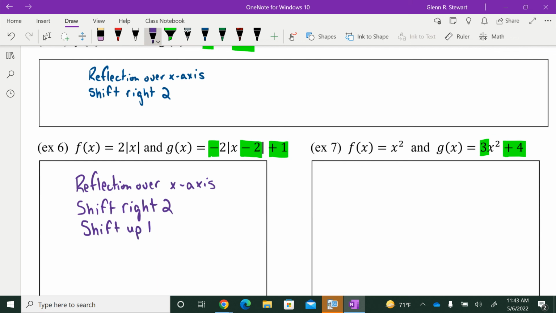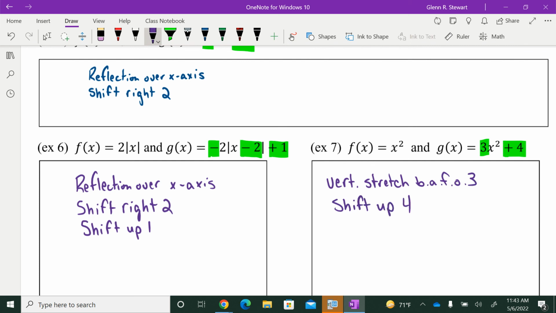All right, and then example 7. What does the 3 mean? Yep. It's a stretch by 3. Good. Vertical stretch by factor of 3. And then the other one should be the shift up 4.